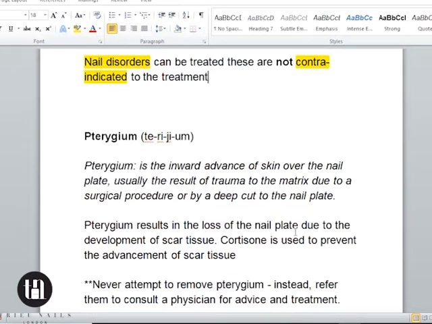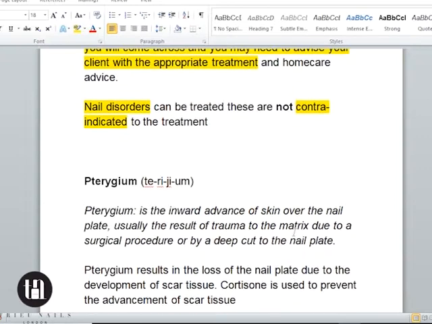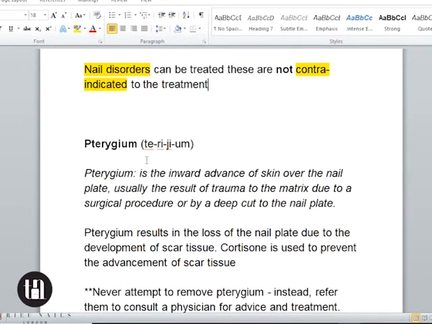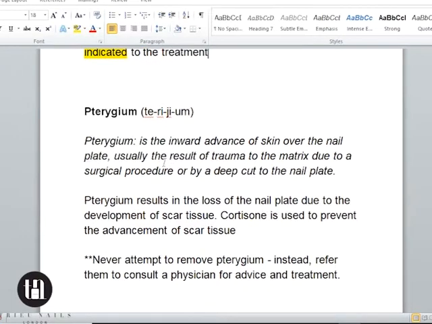As I mentioned before, there'll be new and unfamiliar words and phrases. So let's start off with our first one. This is one of the first nail disorders. It's pronounced pterygium. And what it is, is inward advance of the skin over the nail plate.